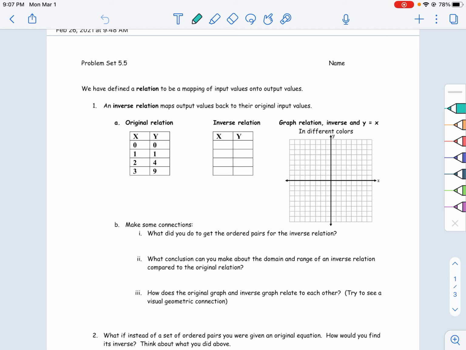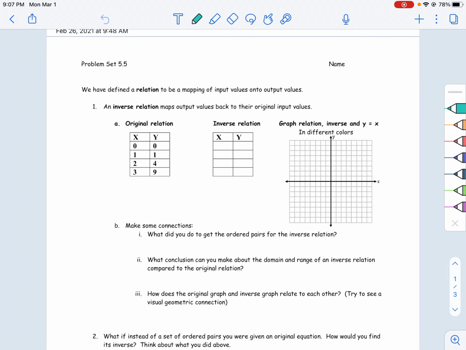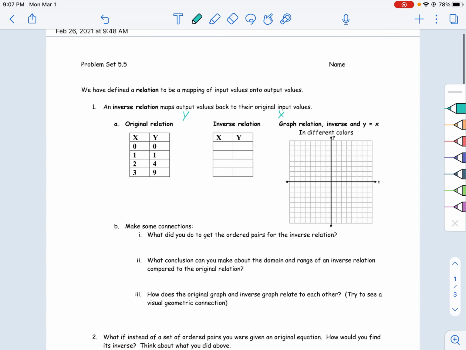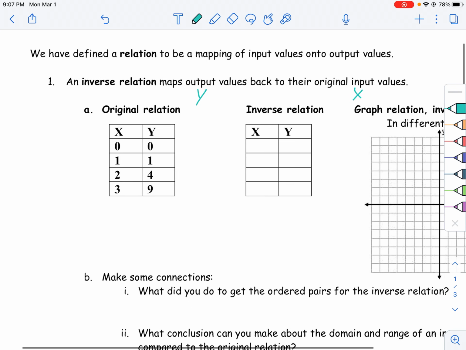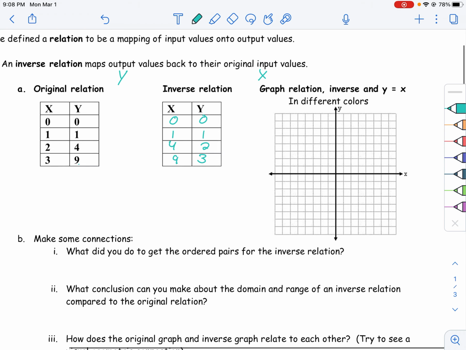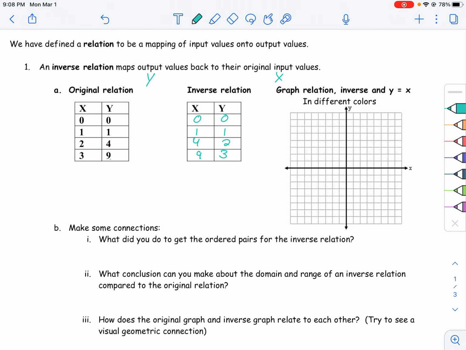We have defined a relation to be a mapping of input values with output values. An inverse relation maps output values back to their original input values. So when I say output, we're talking y. When I say input, we're talking x. For letter A here, the original relation is (0, 0), (1, 1), (2, 4), (3, 9). So the inverse relation is going to be (0, 0). The first one doesn't change. (1, 1) also doesn't change. But now we go (4, 2), and then (9, 3). Okay? So let's graph the relation and the inverse and the line y equals x here.